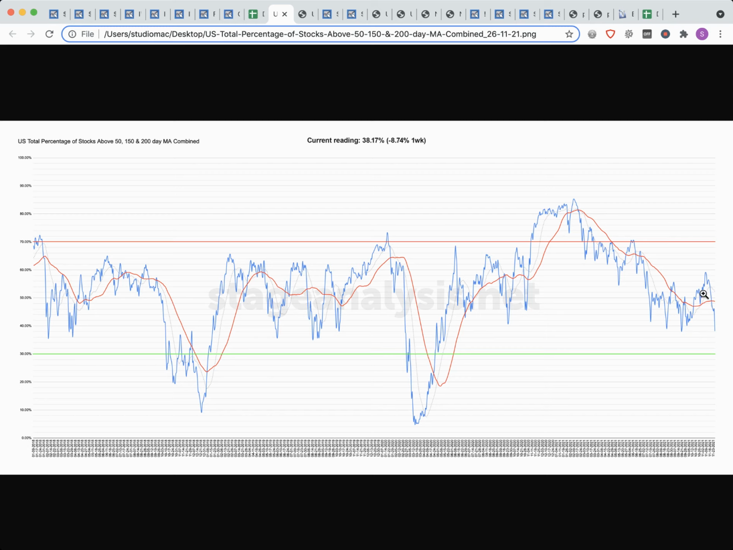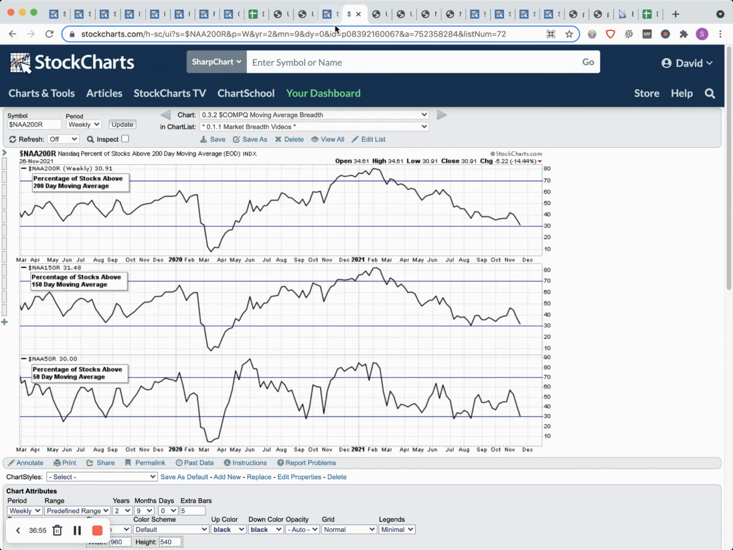And we were actually in a short-term area of strength. So this chart is my US total percentage of stocks above their 50-day, 150-day, and 200-day moving averages combined. This is a completely unique chart to stage analysis. I haven't seen anyone else do it. I'm pretty sure someone else can make it for themselves. I make it myself in a Google sheet based on the data from StockCharts. So it's based on these three charts here.